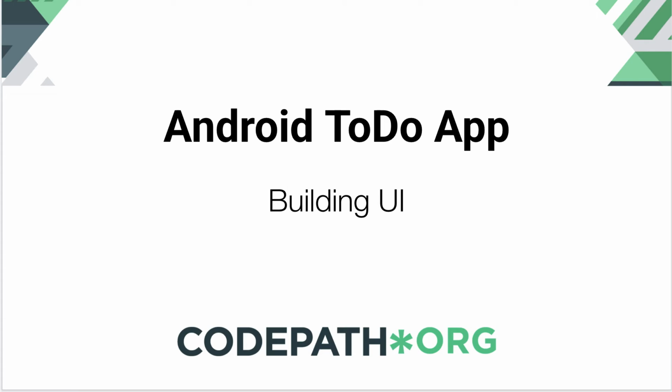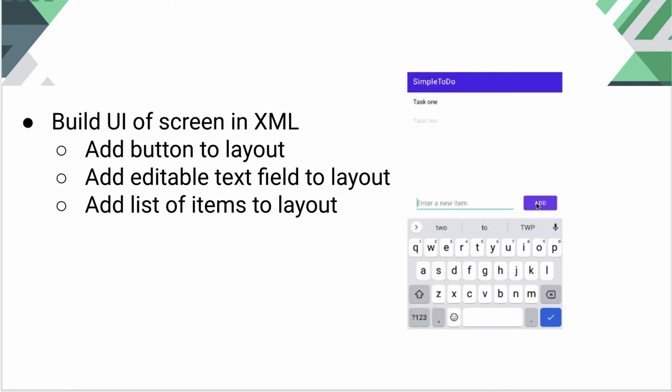So now that you've set up your project in Android Studio, in this video, we're going to look at how to actually build out our first screen for our app. If you remember, our goal for this app is to build a simple to-do app. Users should be able to see a list of task items. They should be able to enter a task item, and there should be a button that lets them actually add that task to the list of already originally existing tasks.